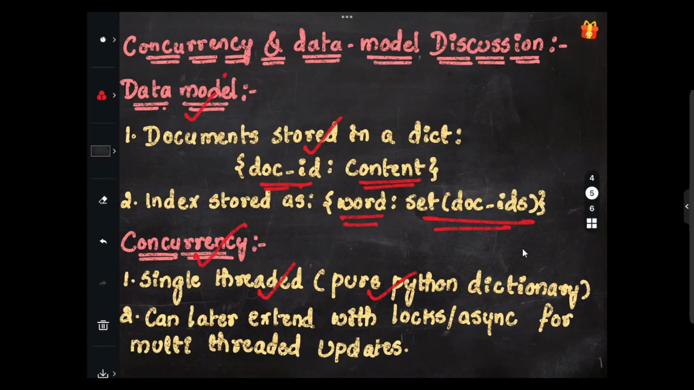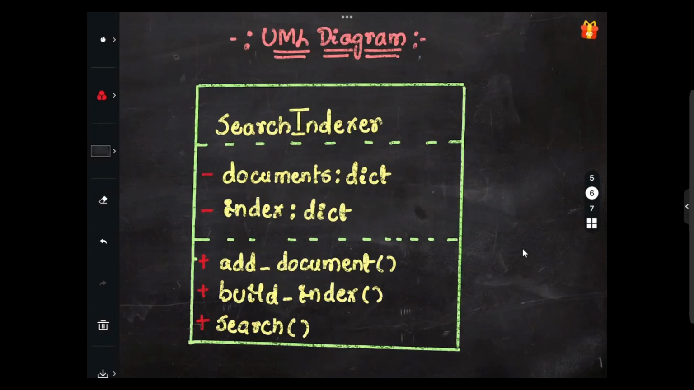Next, it can be later extended with locks or async for the multi-threaded updates. For now, we are going with a single-threaded version, and it can be later extended with locks or async for the multi-threaded update. So this is fine, I believe. The next one, let's move on with a UML diagram, right? So let's move on with a UML diagram here.